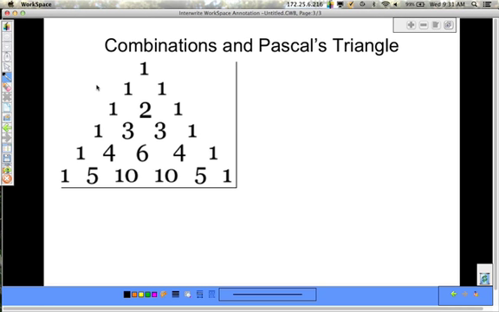So, let's turn on the Moby here. First thing we're going to do is I want you to try and type into your calculator 2C0, 2C1, and 2C2. And take a minute and I want you to see what you get. Hopefully you got 1, 2, 1.